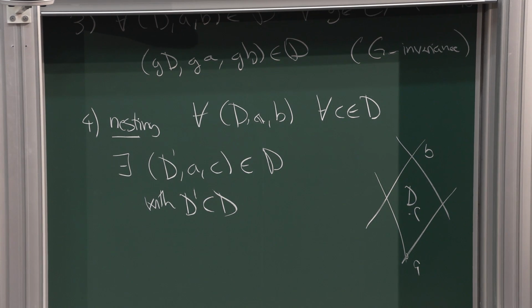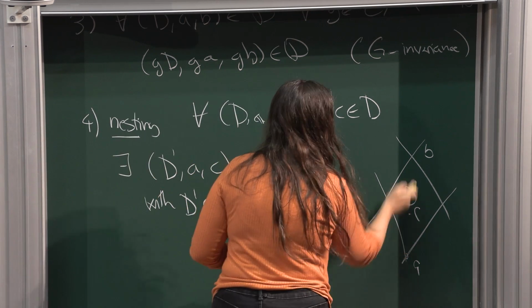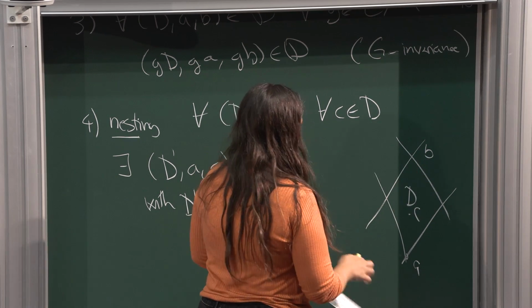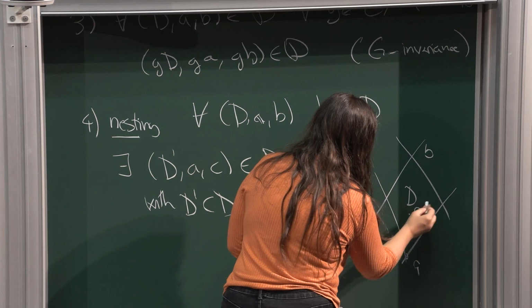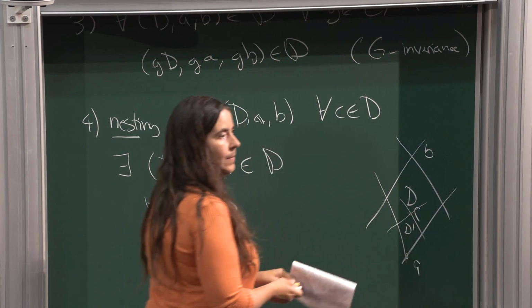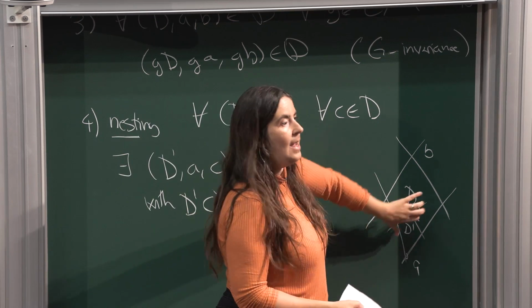So say that this was my, I started from two transverse points and one of the connected components in there. I want that for any other point C inside there, I can find a smaller diamond D prime that's determined by A and C, and it's nested inside.